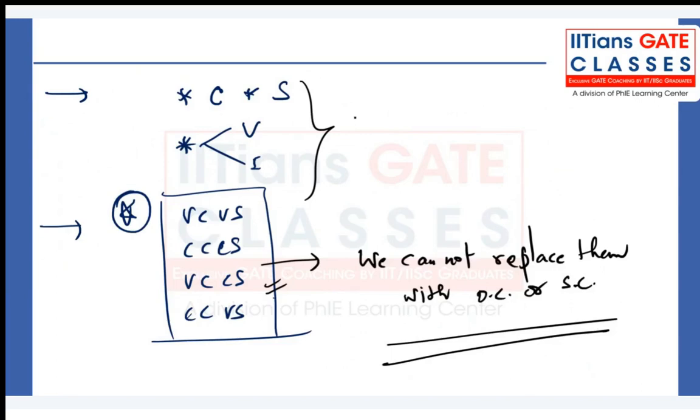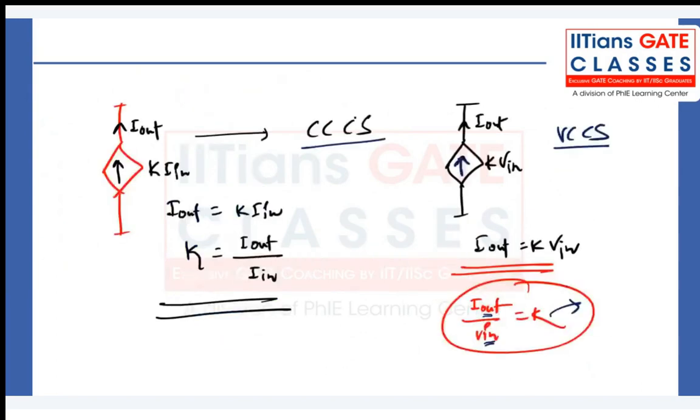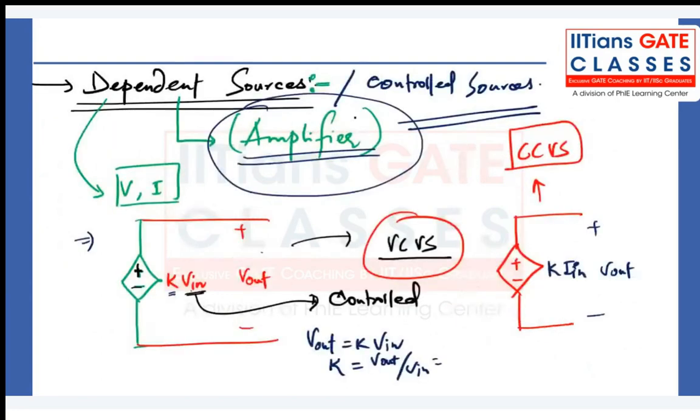See, if the control parameter is zero, suppose this current I in is zero, then you can replace it by an open circuit. But if this voltage is not zero, then you can't replace this current source by an open circuit, right? In the case of this also, suppose V in is there. Let me take one scenario here.